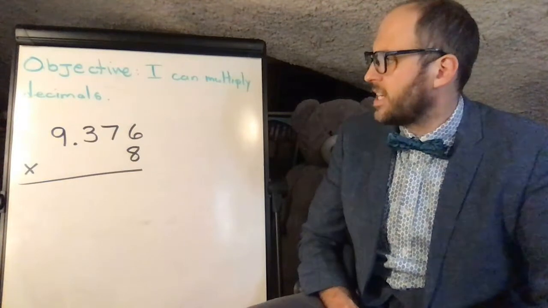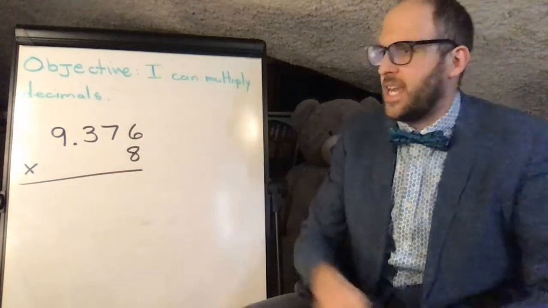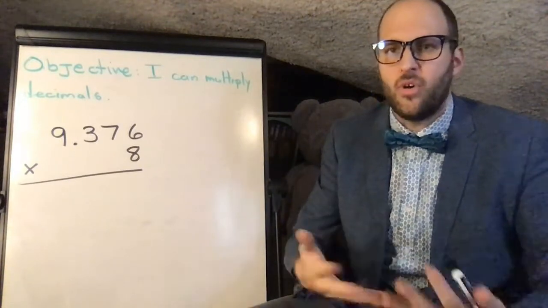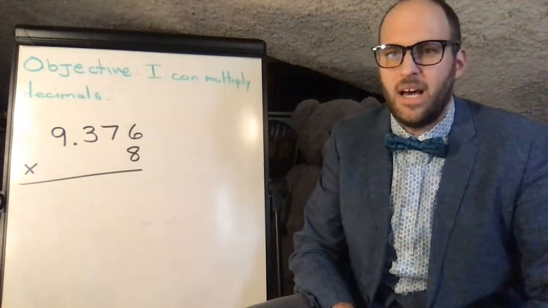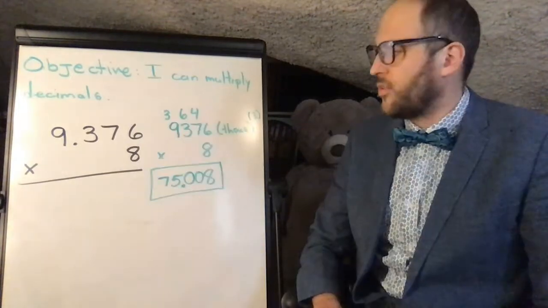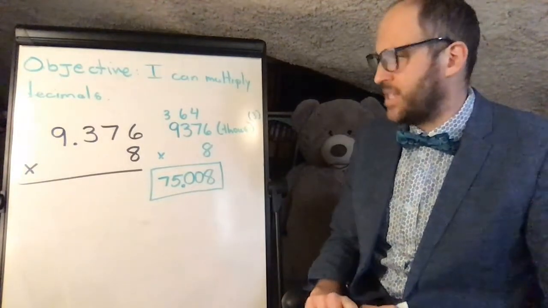Let's do another example together. All right, friends, our next problem is 9 and 376 thousandths times 8. Take a couple seconds in your groups or in your class and see if you can correctly multiply by this decimal. All right, fifth graders, hopefully you came up with an answer of 75 and 8 thousandths.